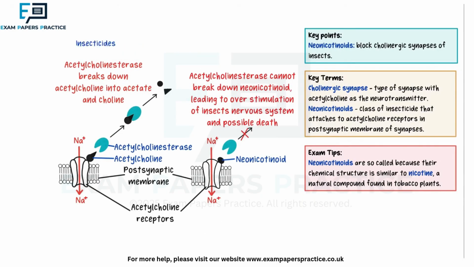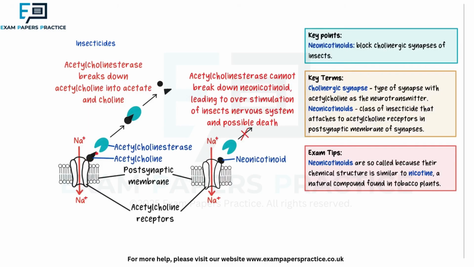Neonicotinoids are a class of insecticide that work by targeting the nervous system of insects. They are called neonicotinoids because their chemical structure is similar to nicotine, a natural compound found in tobacco plants. Neonicotinoids act as neurotoxins that specifically bind to acetylcholine receptors in the postsynaptic membranes of the insect's nervous system. Once bound to the receptors, the neonicotinoids act as agonists, which means they activate the receptors.